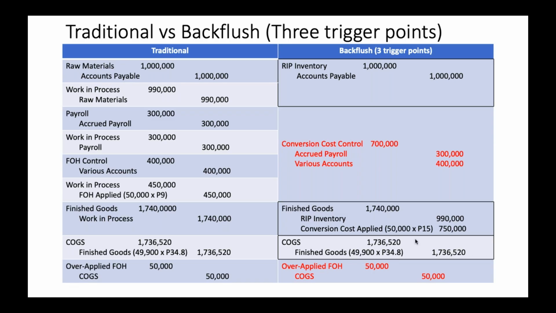How did we know the cost of the completed goods is 1,740,000? We have a predetermined standard unit cost of 34.8, and we completed 50,000 units. So therefore, 50,000 times 34.8 is 1,740,000.